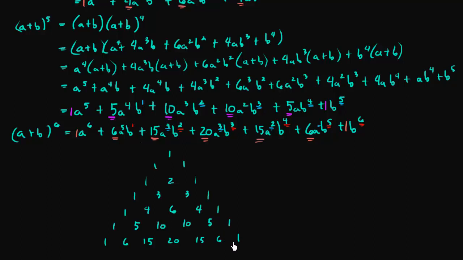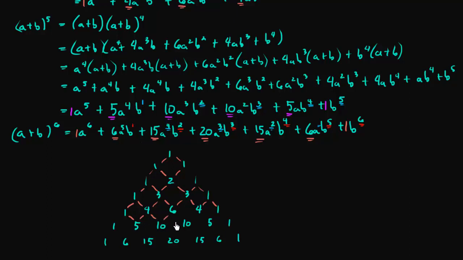Another thing to note is, if I add these two values, I get 2. If I add these two values, I get 3. If I add these two values, I get 3. What if I add 1 and 3? I get 4. If I added 3 and 3, I would get 6. If I add 3 and 1, I would get 4. If I added 4 and 1, I would get 5.